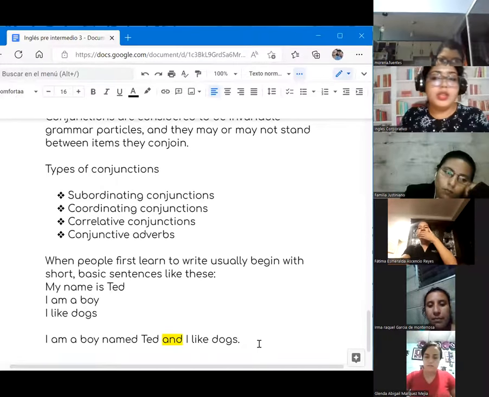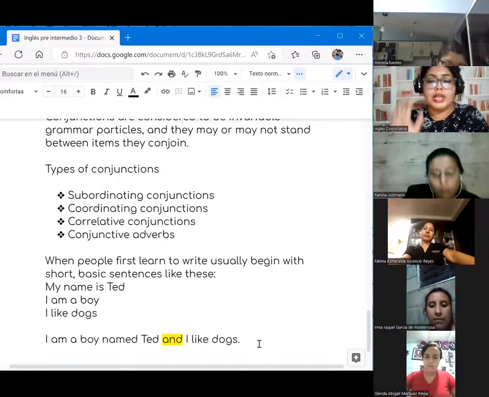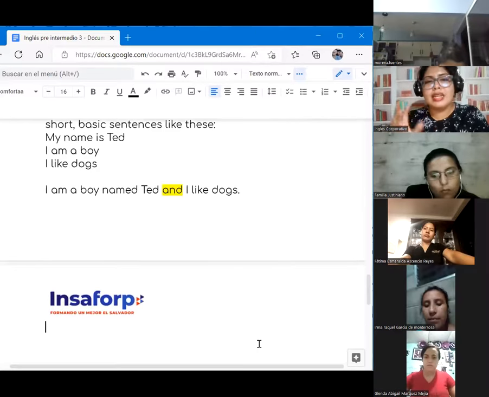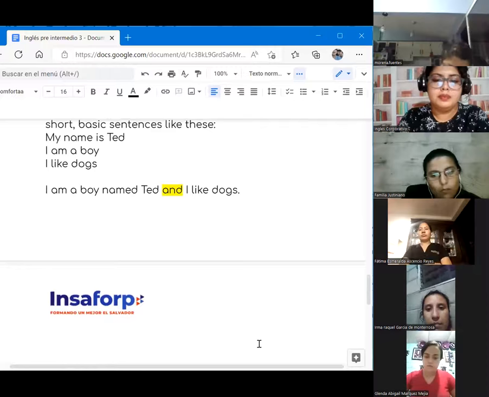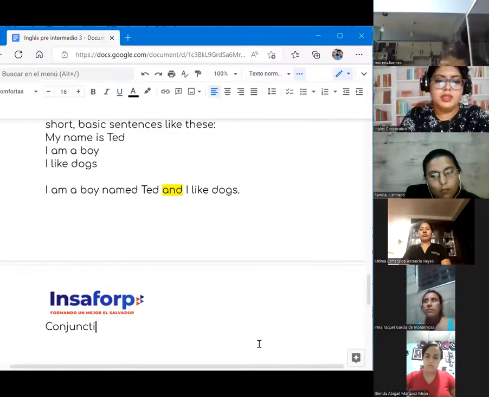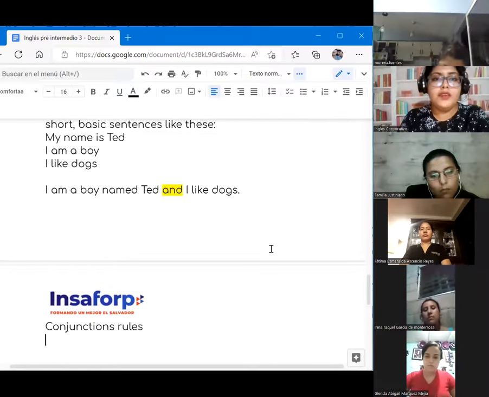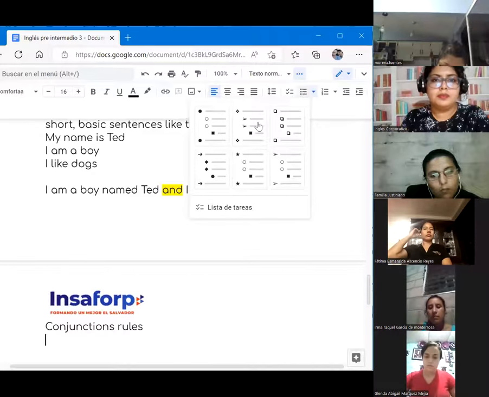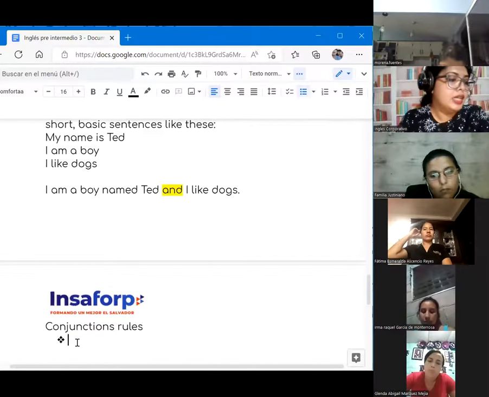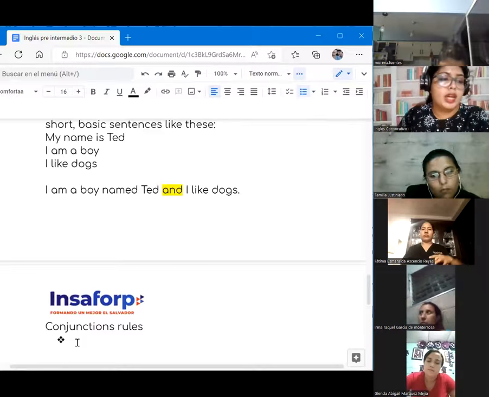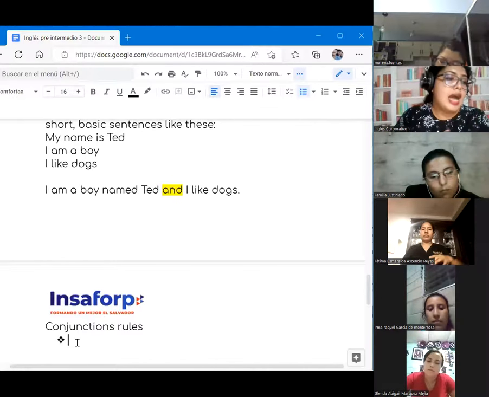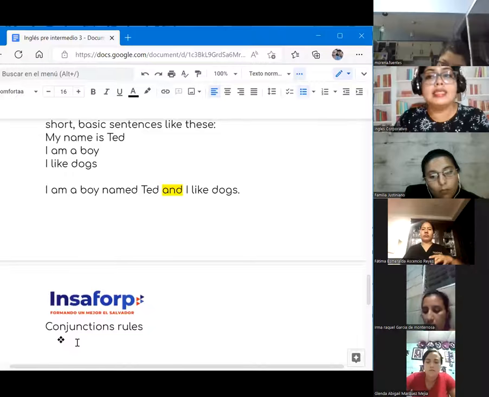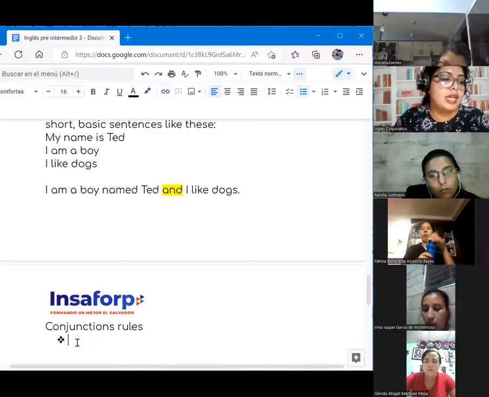So, we're going to see what are the rules or the uses that we are going to have for the conjunctions. ¿Cuáles son las reglas o los usos que le vamos a ir dando a estas conjunctions? We have the first one. And it says, conjunctions are for connecting past actions and ideas as well as nouns, clauses, and other parts of a speech.